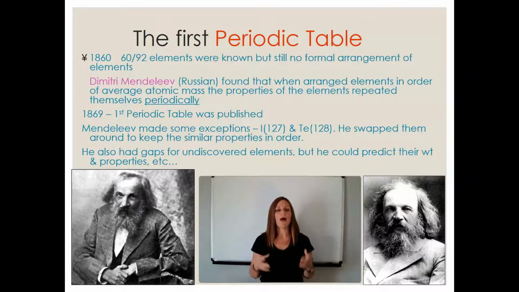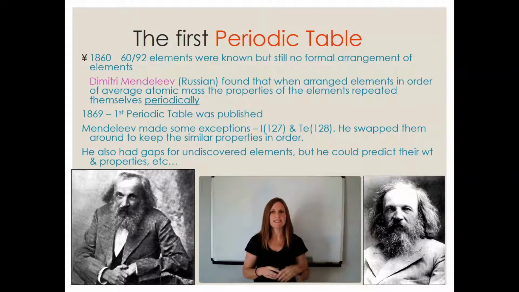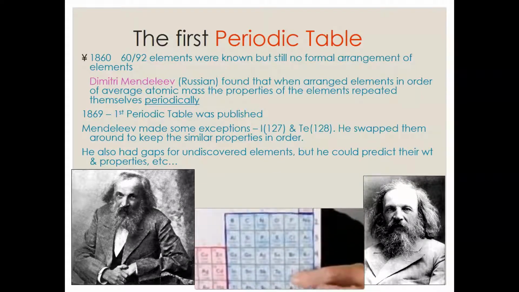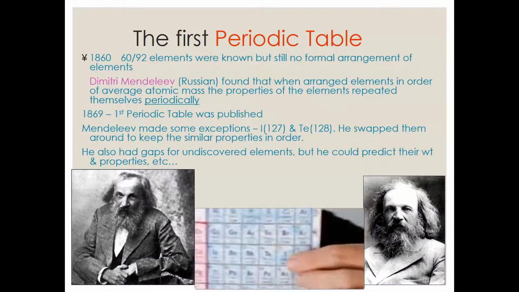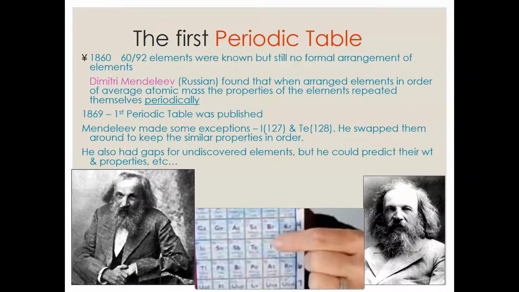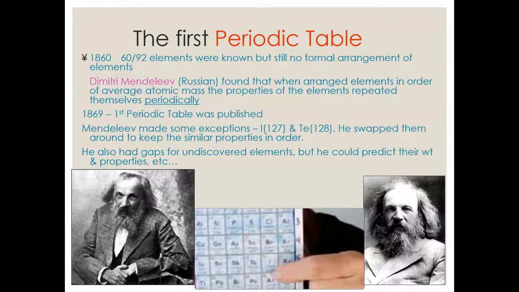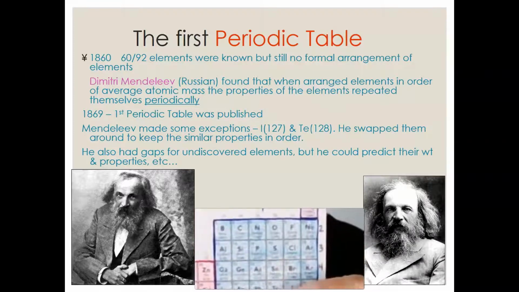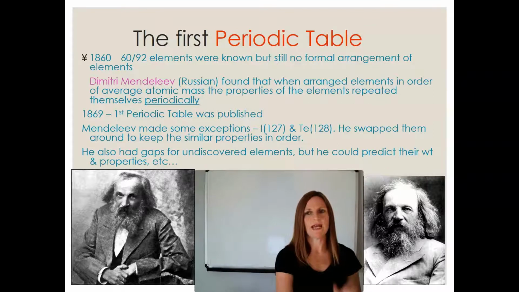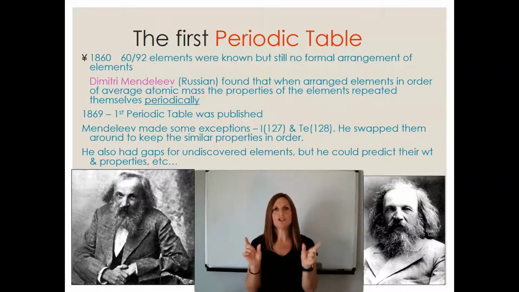He also had to make an exception. This is the iodine-tellurium exception. So if you look at iodine and tellurium, they are over here in group 16 and 17 of the periodic table. And iodine, although its atomic number is 53, has a lighter atomic mass, and tellurium has a heavier atomic mass. And what Mendeleev noticed was that iodine and tellurium should switch places.